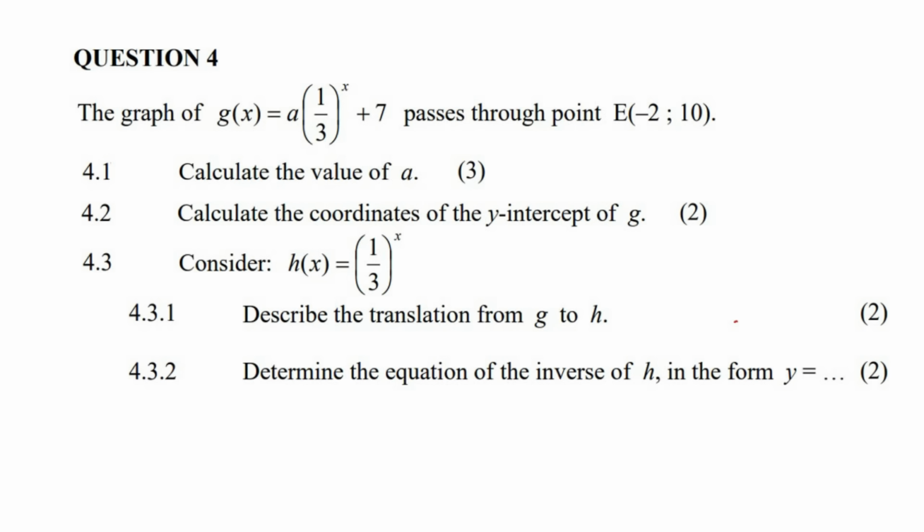This question says consider the graph of h of x, which is now equal to that, and they say describe the translation. Translation means where did you move left and right, and where did you move up and down to go from g to h. Okay, so let's quickly write out g's equation. g is a third, because that was the value of a. Then there's another third to the power of x plus 7.